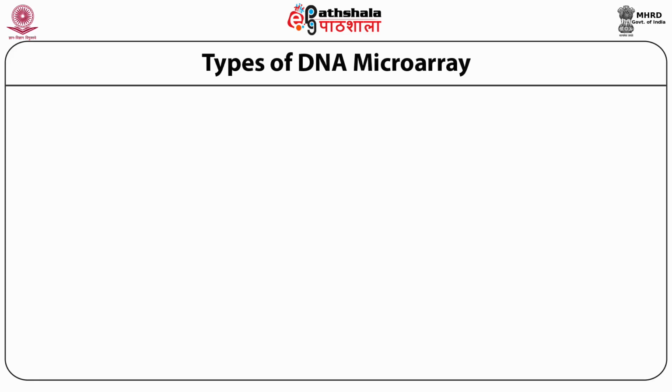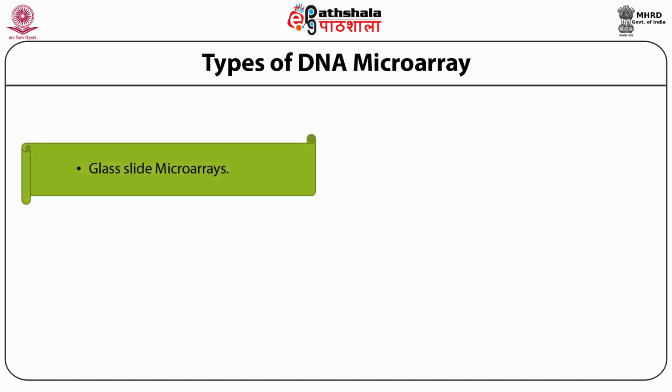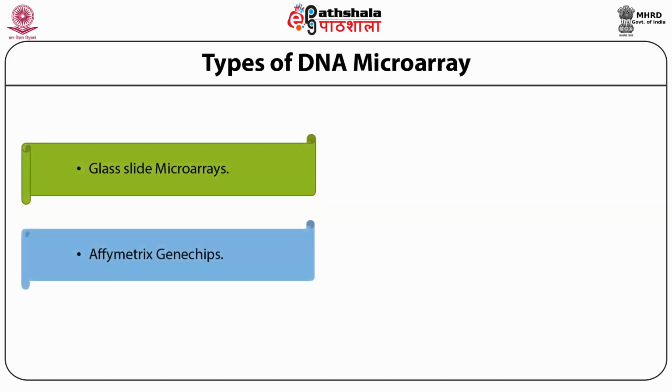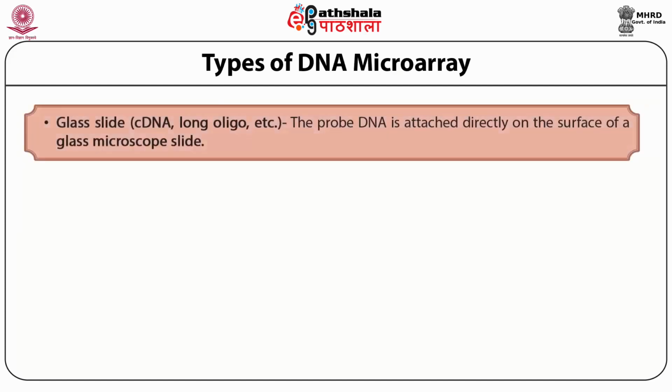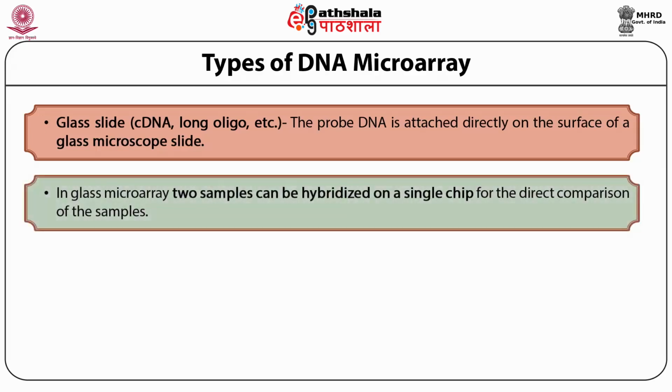Types of DNA microarrays. There are basically two different types of DNA microarray. One is the glass slide microarrays and second is the Affymetrix GeneChips. Types of DNA microarrays. Glass slide microarray. The probe DNA is attached directly on the surface of a glass microscope slide. In glass microarray, two samples can be hybridized on a single chip for the direct comparison of the samples.